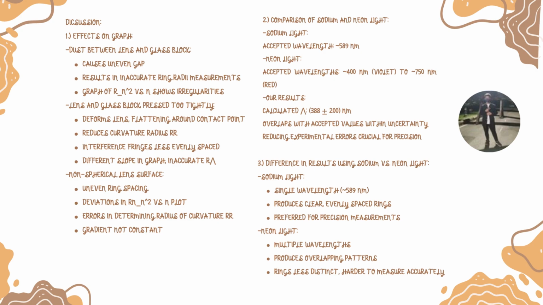Discussion. What would be the effects on your graph if: 1. Dust particles were present, preventing perfect contact between the lens and glass block? 2. The lens and glass block were pressed so tightly together that the lens became flattened around the point of contact? 3. The surface of the lens was not accurately spherical, thus preventing perfect contact between the lens and glass block? If dust particles are present between the lens and the glass block, they will act as spacers, creating an uneven gap.